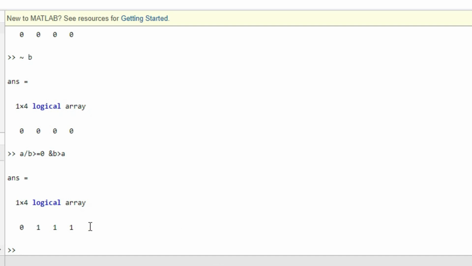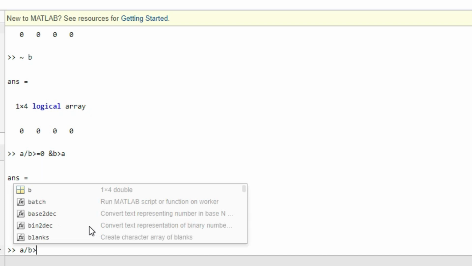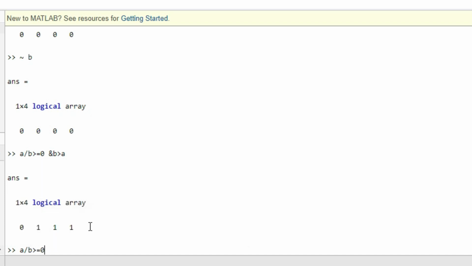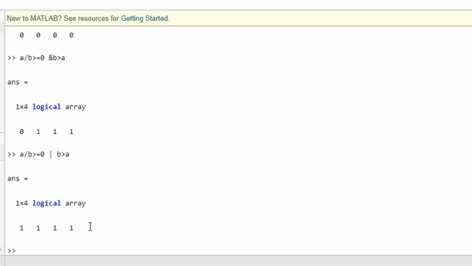So let's try a divided by b greater than or equal to 0 bar b is greater than a. It gives a matrix of 1 1, which means all conditions are true. When any condition is true, it gives true. When we have false or true, it gives true at the first position.